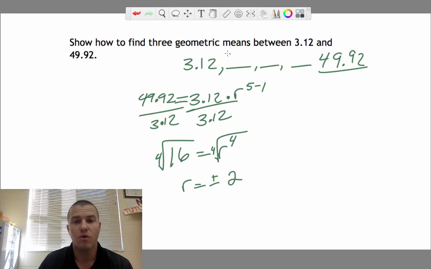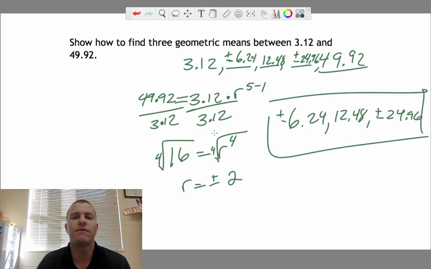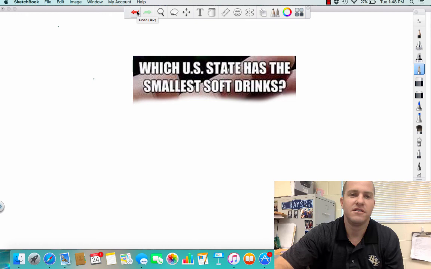So when you're multiplying it, this could be plus or minus 6.24. This one is always going to be 12.48 as a positive, and then this one could be plus or minus 24.96. Because you took the 4th root and it's even, that's why you have the plus or minus here. So I had to find the r, and then I was able to find the geometric means.